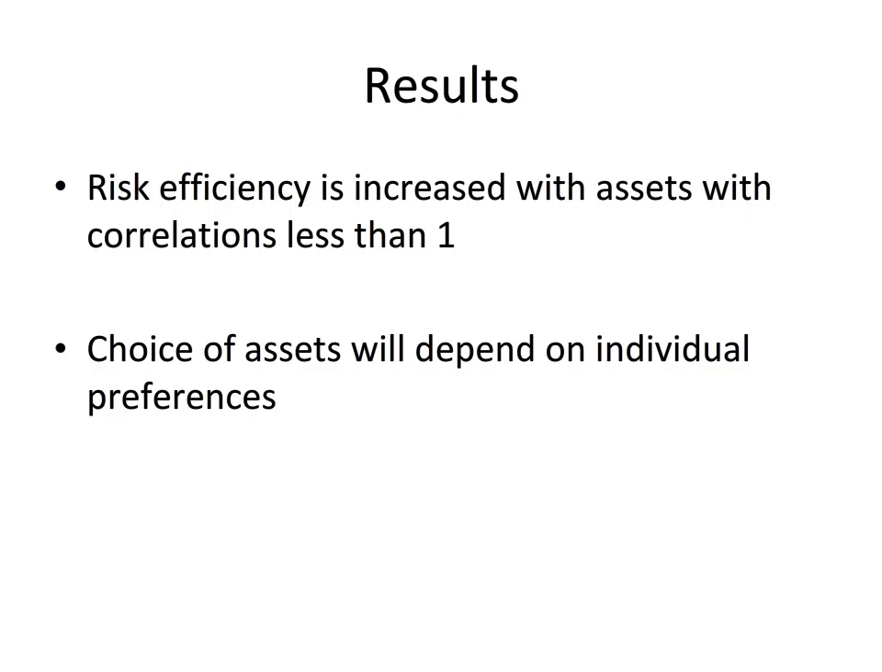Our risk efficiency, to summarize here, is increased with assets with correlation less than 1. We would like that correlation coefficient to be as low as possible. Obviously, we do not have any control over that. And our choice of assets will still depend on the individual preferences. Where we land on that line will depend on individual preferences.